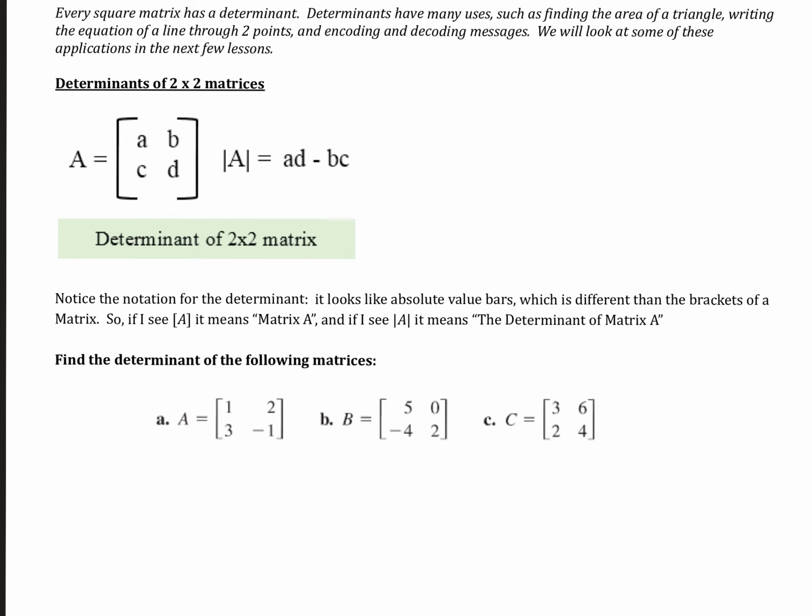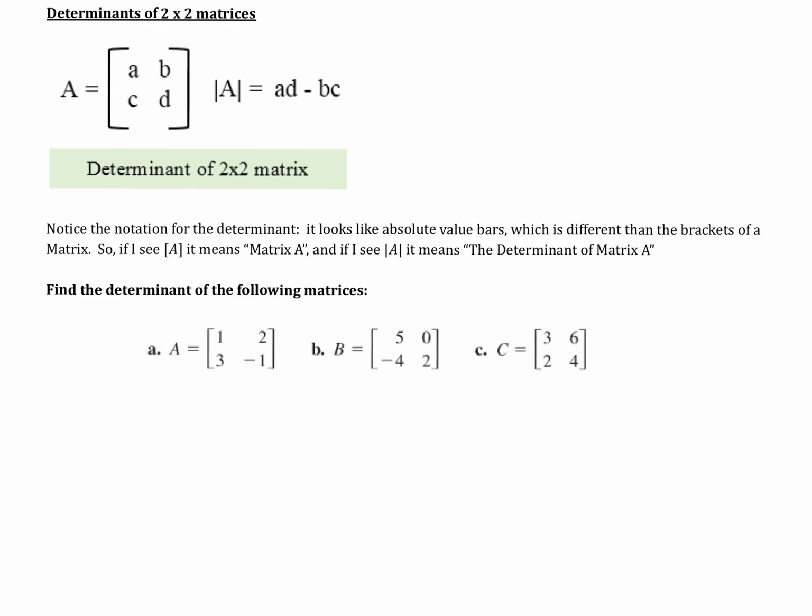Secondly, you'll notice that this AD minus BC should look really familiar. That's because it was part of what we found in order to find the inverse of a matrix. So let's go ahead and do a couple of these 2 by 2 matrices, find the determinants of them, and then we'll look at something a little more complicated.